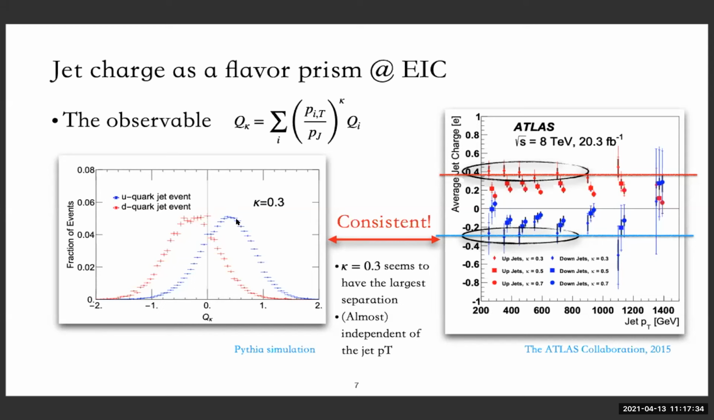And also those peaks, they are well separated. So this simulation is also further confirmed by the ATLAS real data analysis, in which you see again, the U quark jet and the D quark jet are very well separated by the jet charge. And also notice that the jet charge defined in this way is pretty much independent of the jet pT. It's pretty much just a constant.